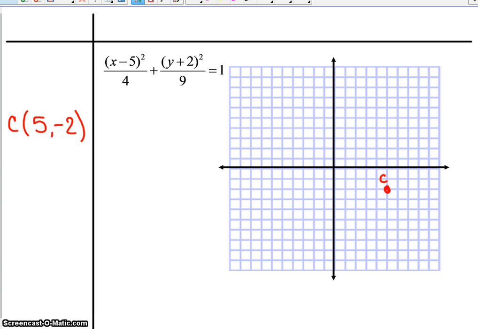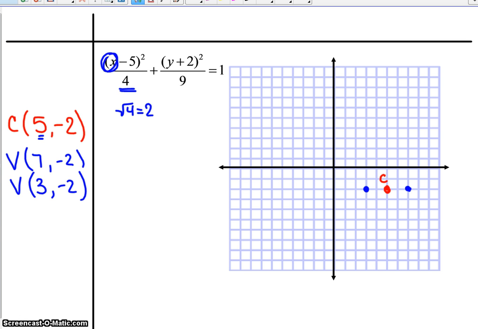Second thing I'm going to go after is my vertices. My vertices come from looking at those denominator pieces. What I want to do is take the square root of that denominator. That's telling me I need to go 2 in the x direction. So I'm talking 2 to the right and 2 to the left. When I go 2 to the right, that's changing my x value to 7. When I go 2 to the left, it's changing my x value. But my y values are going to stay the same.